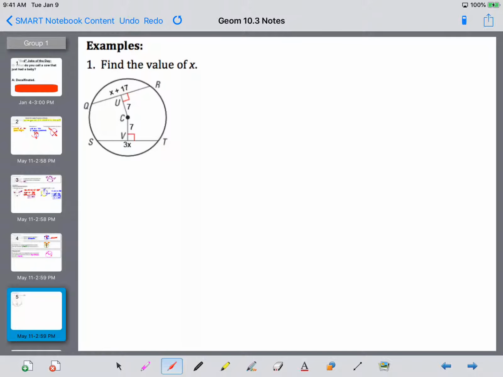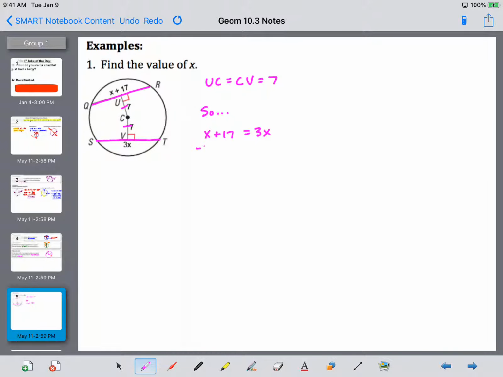The first example, based on those theorems, actually deals with that last theorem that we just looked at. So we have this going on. Notice that the length from U to C is 7. So this is 7. And the length from C to V is also 7. So since UC and CV are both 7, what we can do is set x plus 17 equal to 3x. And that means this chord has to be the same length as this chord.